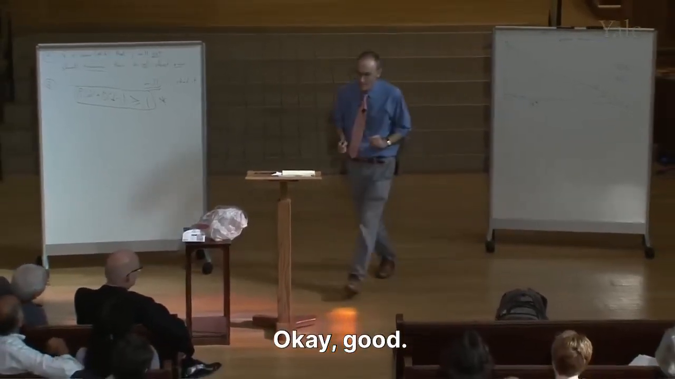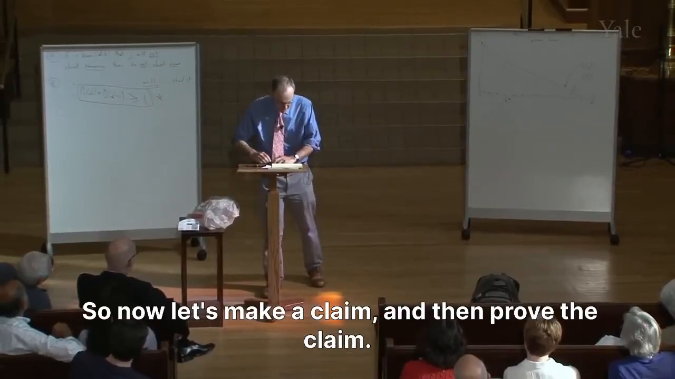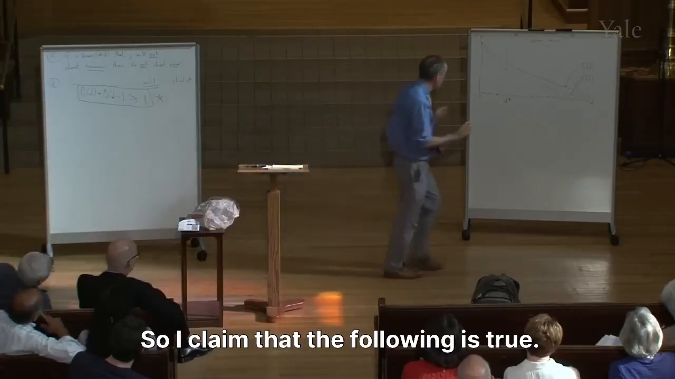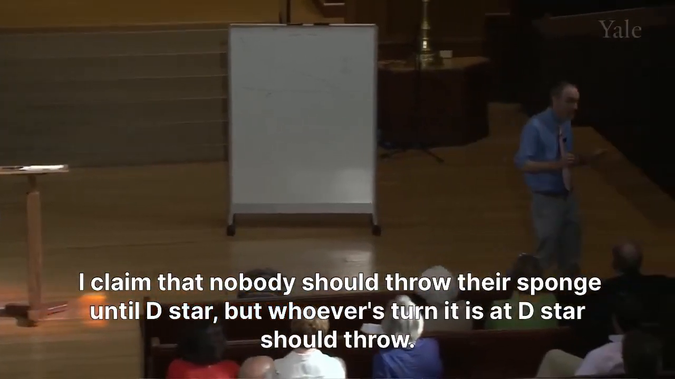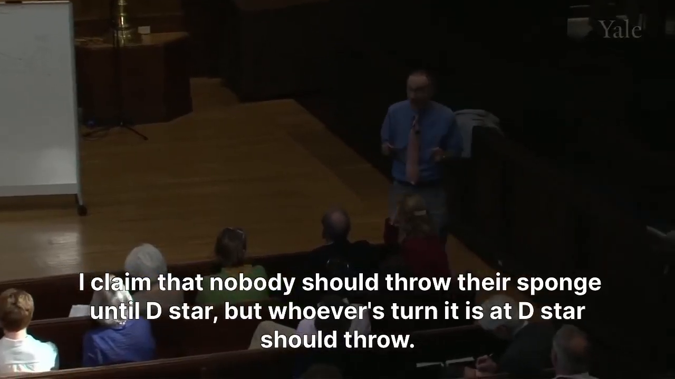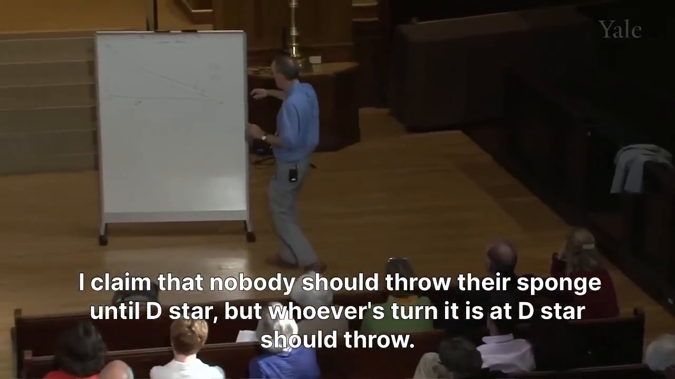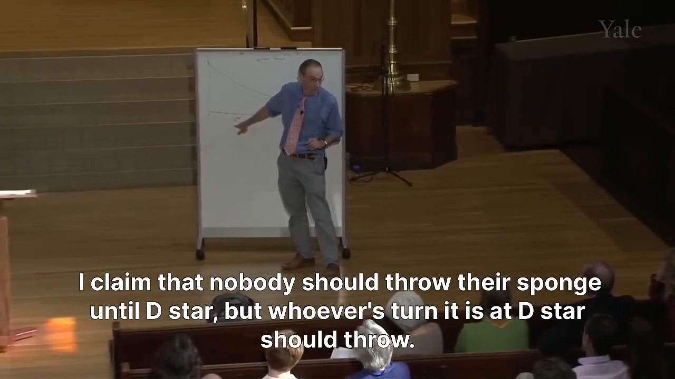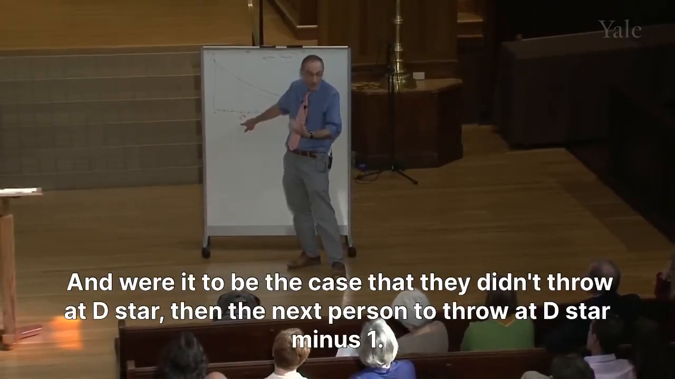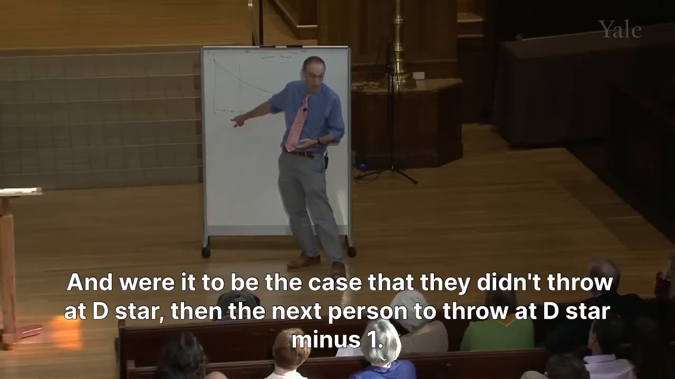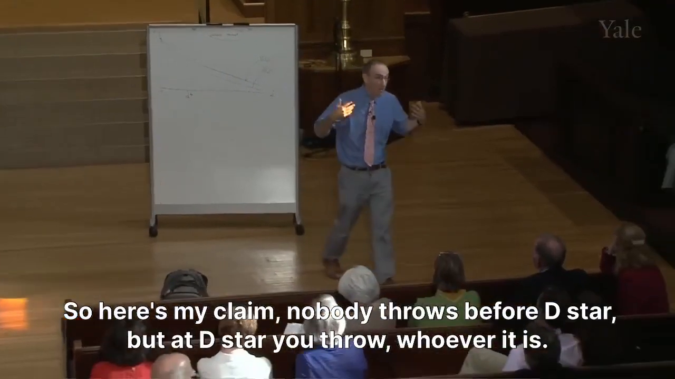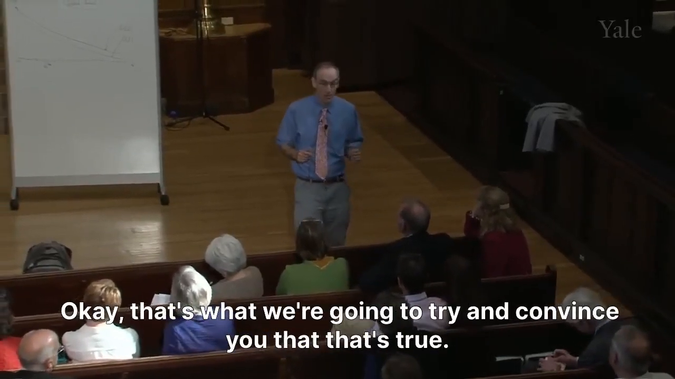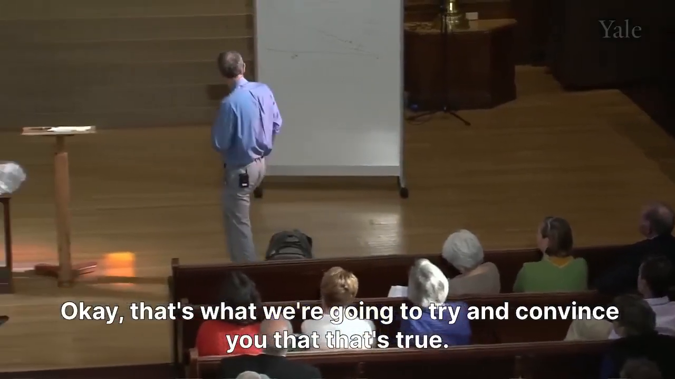Okay? Good. So now let's make a claim and then prove the claim. I claim that nobody should throw their sponge until d star. But whoever's turn it is at d star should throw. And were it to be the case that they didn't throw at d star, then the next person should throw at d star minus 1 and so on. So here's my claim. Nobody throws before d star, but at d star, you throw, whoever it is. That's what I'm trying to convince you of.